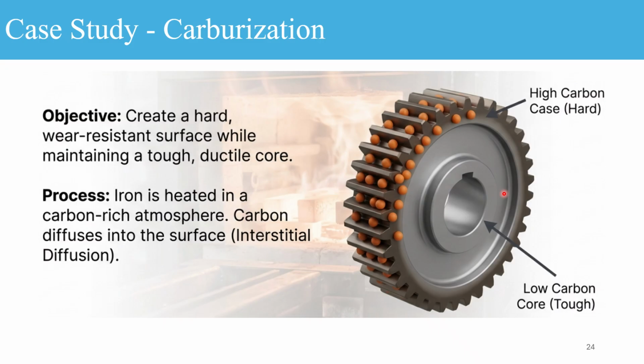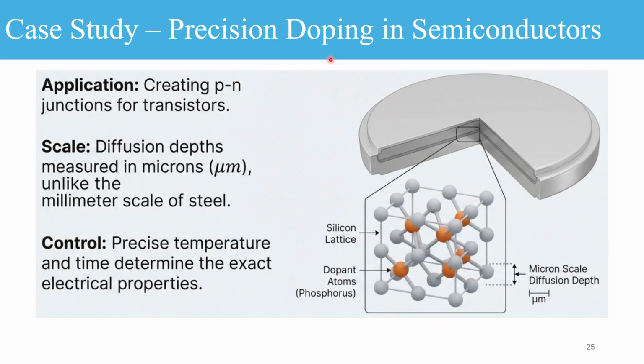ductile properties. The other application is precision doping in semiconductors. Here the application is creating PN junctions for transistors. In this case, the diffusion depth is limited to micrometers, as compared to millimeters in the case of carburization of steel. We do precise control of temperature and time to determine the exact electrical properties. So in this case, we have a silicon lattice, and we diffuse dopant atoms, in this case phosphorus, to obtain the PN junction transistors for semiconductors.